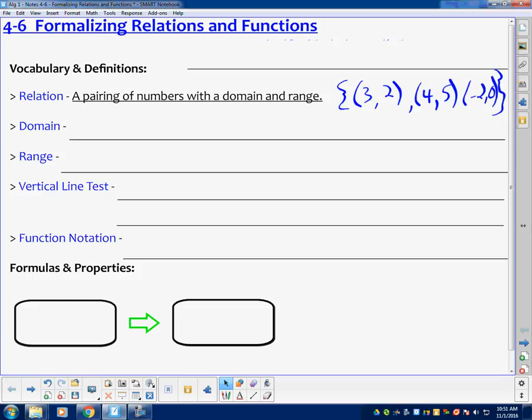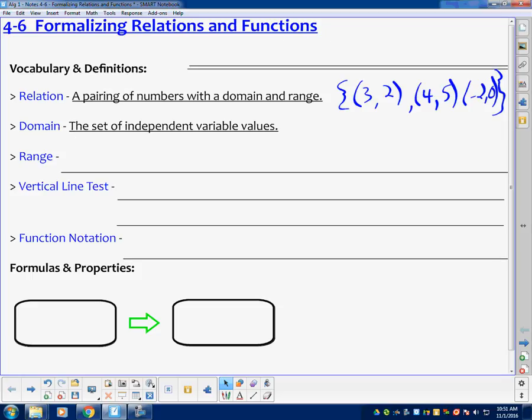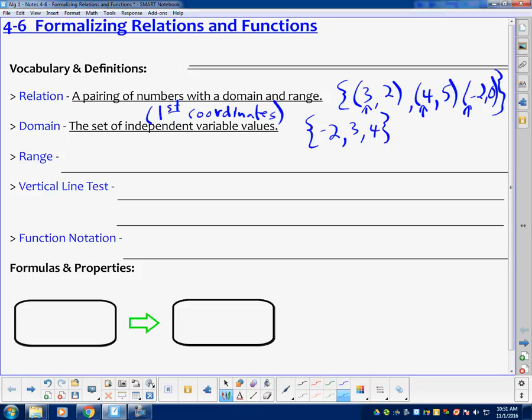The domain is the set of independent variable values, or another way to think of that is the first coordinates. So the domain is just a listing of the first coordinates in order, typically. So we might do something like this, fancy bracket. In this case, -2 would come first, and then 3, and then 4. It's just listing the first coordinates in order from smallest to biggest.